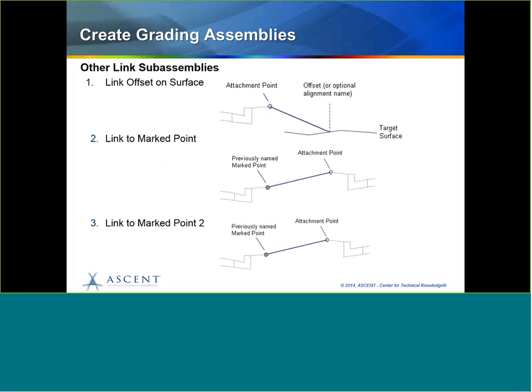Now the next 2 are very similar, the link to marked point and link to marked point 2. These subassemblies enable you to connect a link from the attached point to a previously marked named point. The beginning of the link is the attachment point, and it can go in any direction. The direction is determined by the location of the marked point, or the named marked point. And that can be on an adjacent corridor model if you want it.